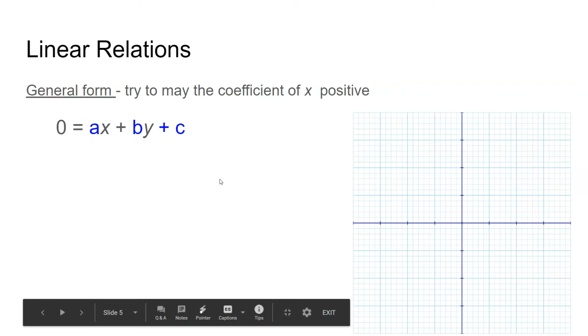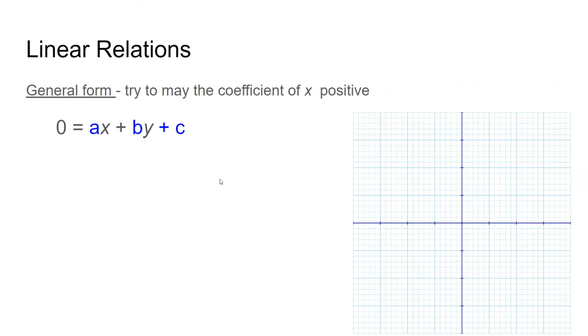Okay, so in the last video, we looked at graphing lines using the y-intercept form. This time what we're going to do is use the general form. The general form is 0 equals ax plus by plus c. We try and make the coefficient of x a positive number, just because it makes it a little bit easier.